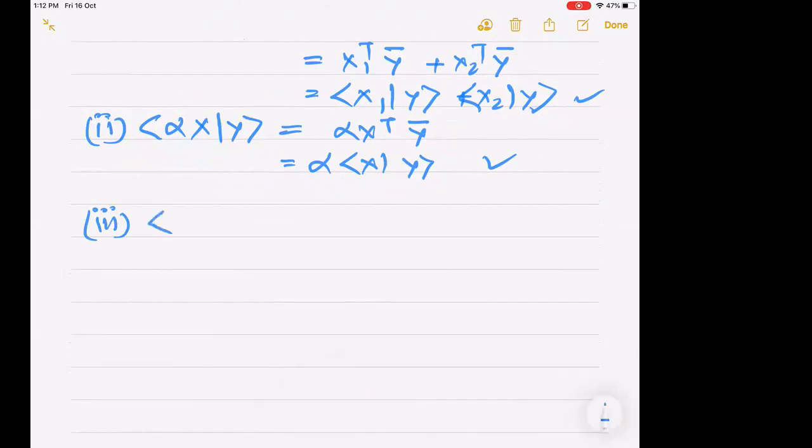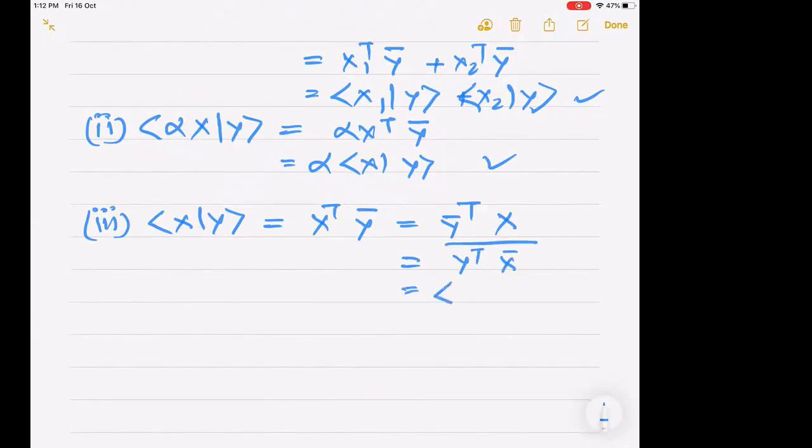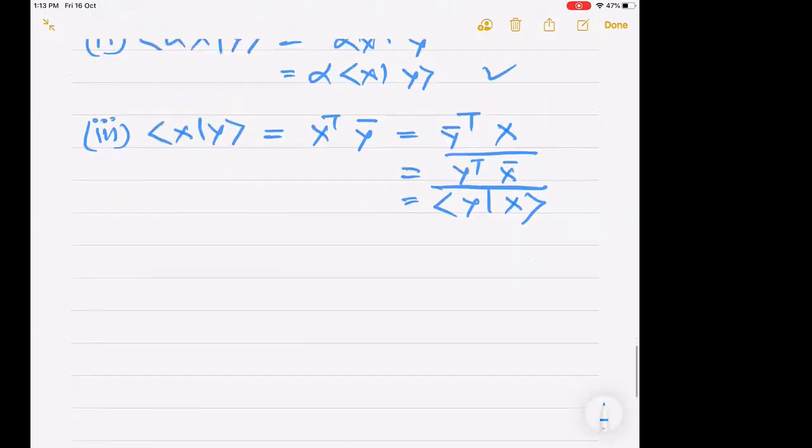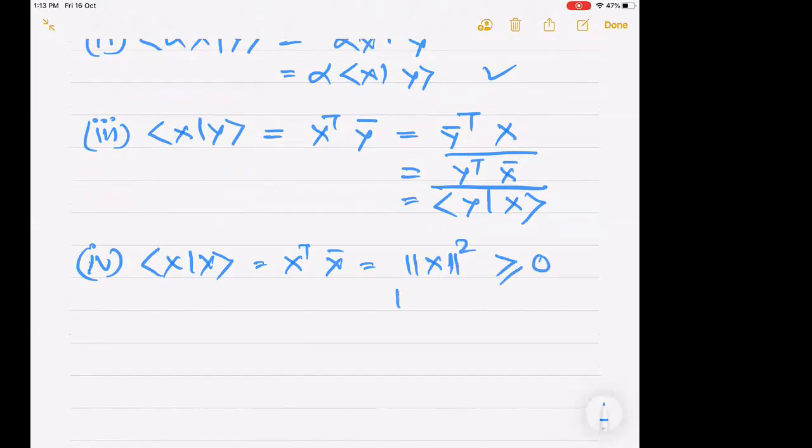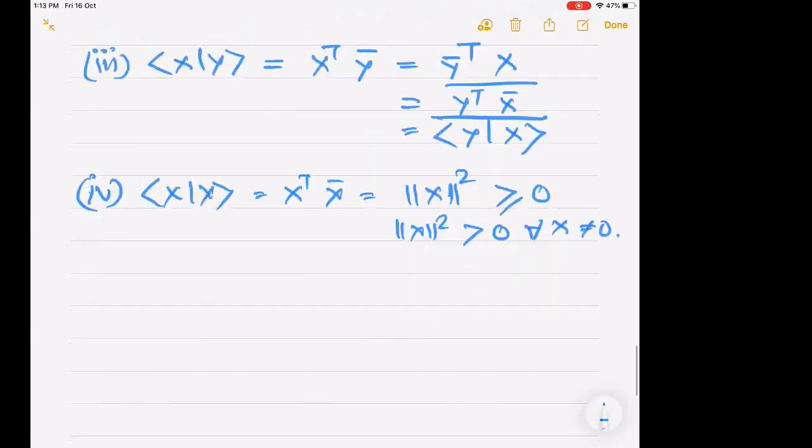Property number 3: the inner product of x and y is x transpose y bar, which is equal to y bar transpose x, which is equal to y transpose x bar, whole bar, which is the same as the inner product of y and x, whole bar. So property number 3 is also checked. Property number 4: the inner product of x with x is x transpose x bar, which is the same as the norm of x squared. This is greater than or equal to 0, and it's greater than 0 for all x non-zero. Okay, so this is fine.